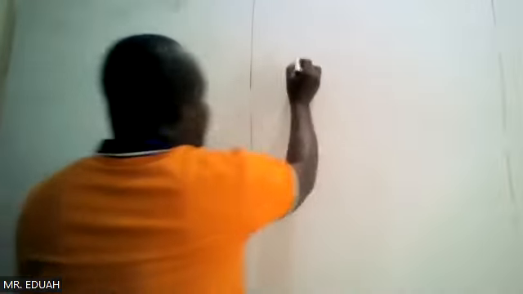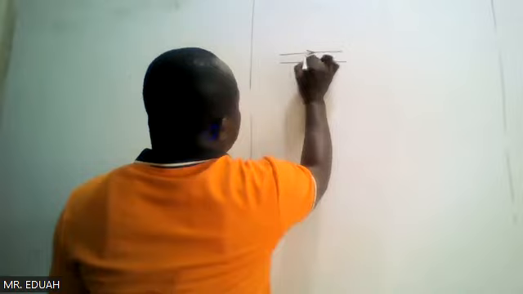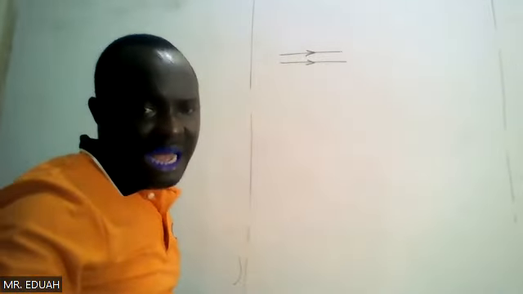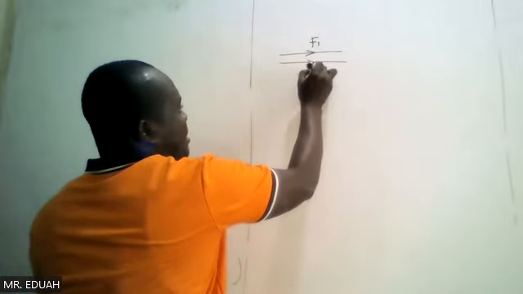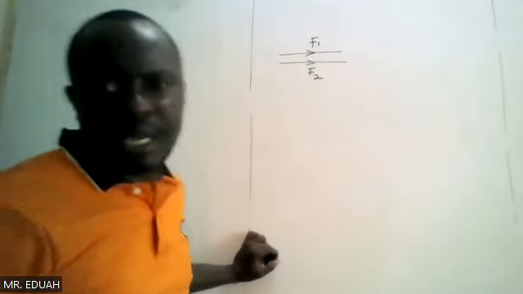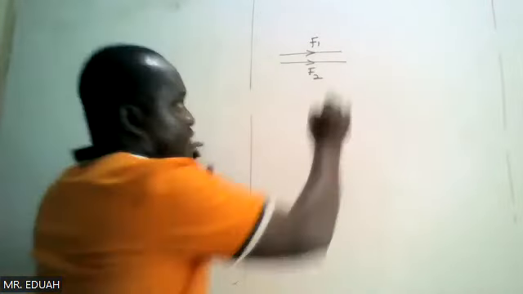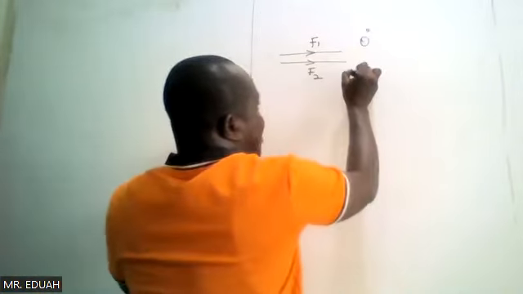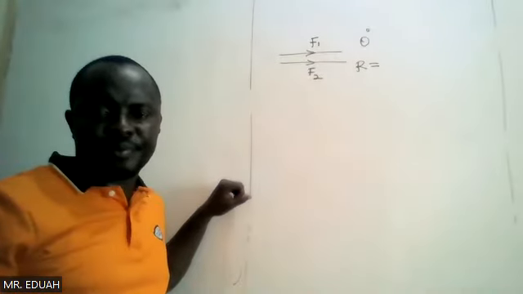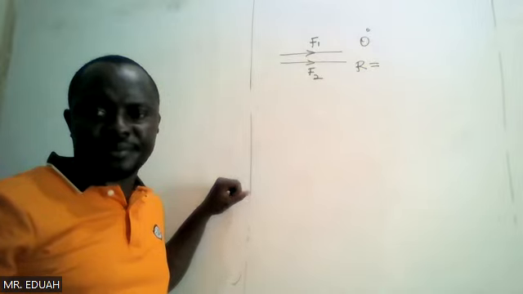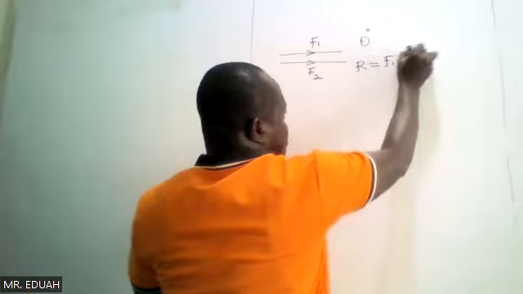You see, when two forces or vector quantities are moving in the same direction, we said the angle between them is equal to what? 0. 0 degrees. And how do we determine the resultant? What's the resultant? Addition of the vectors. So R is F1 plus F2.